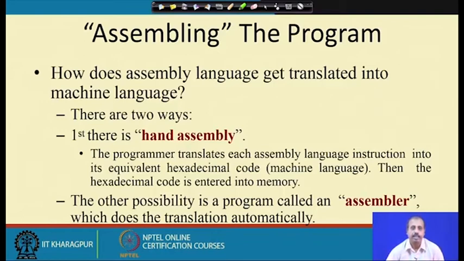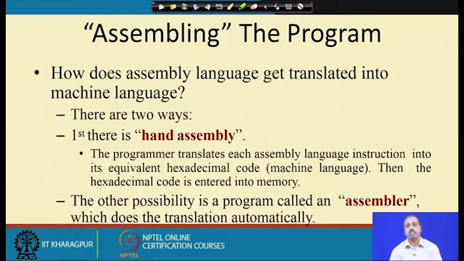First, we can do a hand assembly. We look into the manual of the processor, and for every instruction in the assembly language, we see the corresponding machine language code. The programmer will translate each assembly language instruction into its equivalent hexadecimal code, and these hexadecimal values will be entered by some keypad. The software getting the data from the keyboard will finally store the corresponding binary pattern into the memory. So, this is the hand assembly process.